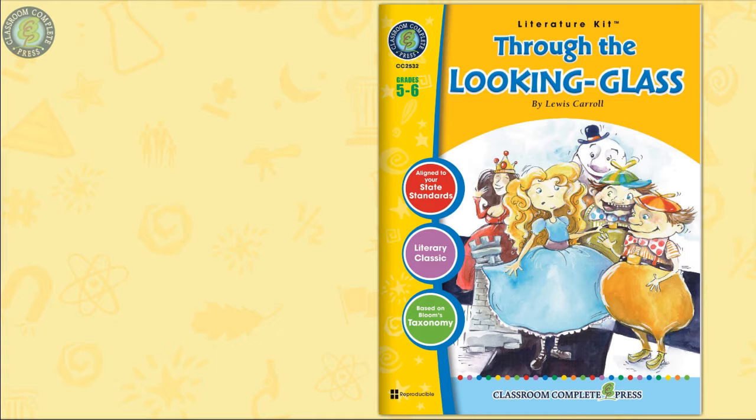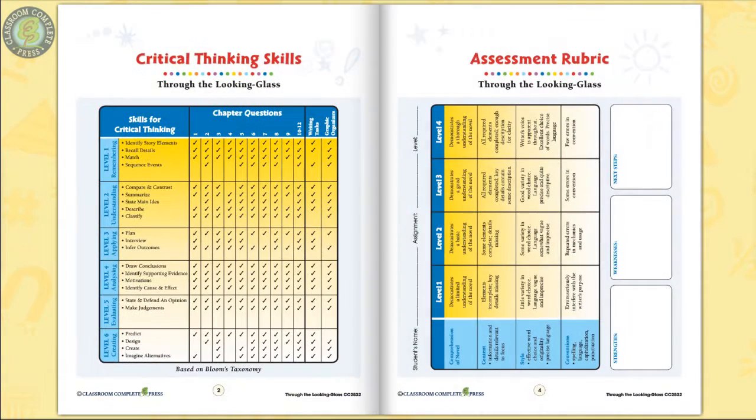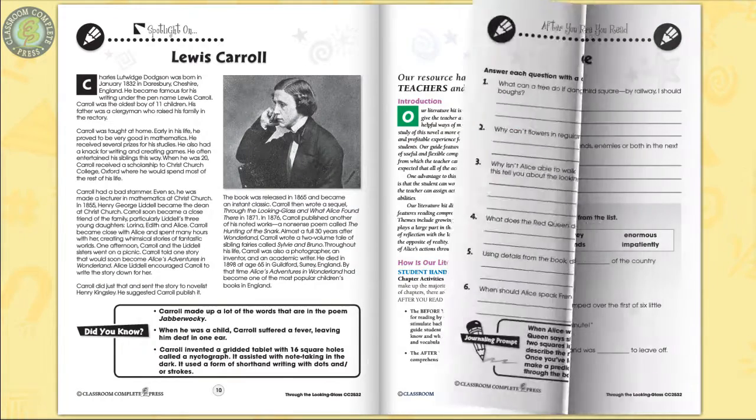This literature kit on Through the Looking Glass by Lewis Carroll provides a variety of question styles to ensure students stay engaged with the novel and better enjoy the story. 55 pages chock full of before-you-read worksheets for each chapter section, along with vocabulary prompts to prepare your students for the reading, with rubrics, teacher guide, and author biography.